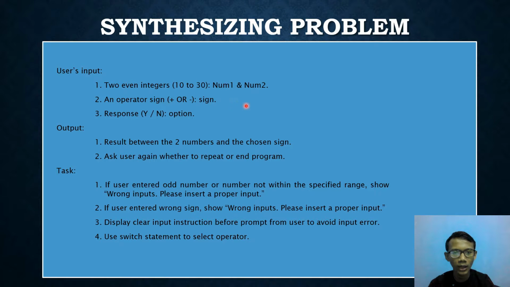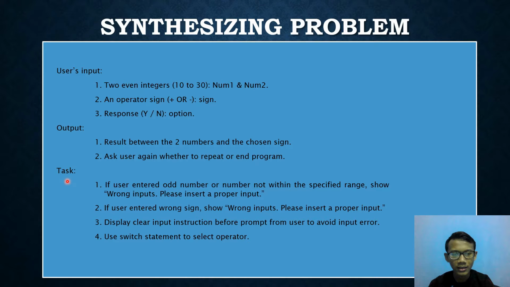we will assign as number 1 and number 2, and then to get an operator sign from the user, either plus or minus only, that we will assign as sign, and to get a response from the user whether the user wants to continue the program or terminate the program after we have displayed the result, that we will assign as option. So the output would be the result between two numbers and the chosen sign, and then we also need to ask the user again whether he or she wants to repeat or end the program.